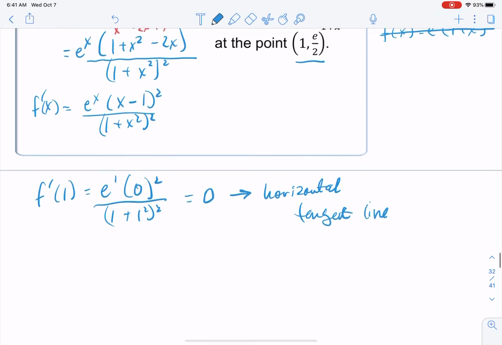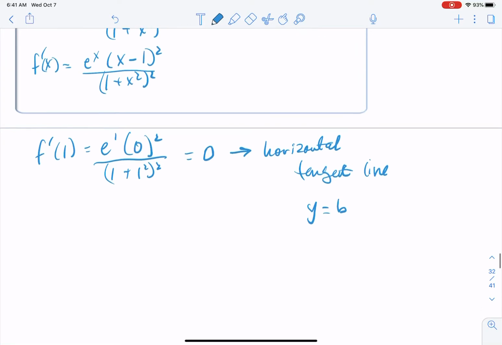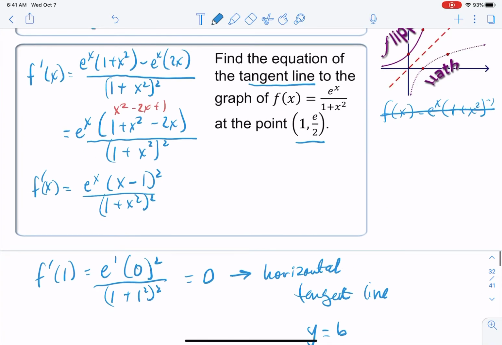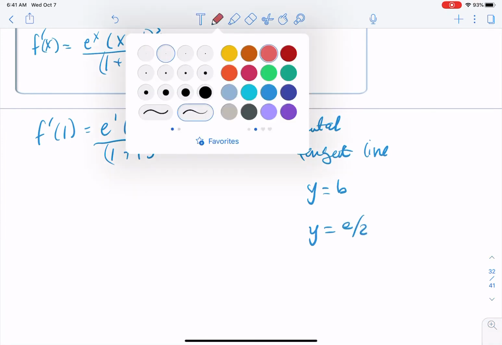And as we said before, if you have a horizontal tangent line, it's supposed to be just y equals b, so y equals the y-coordinate. So for us, that's y is equal to e over 2. And we are done with this problem.